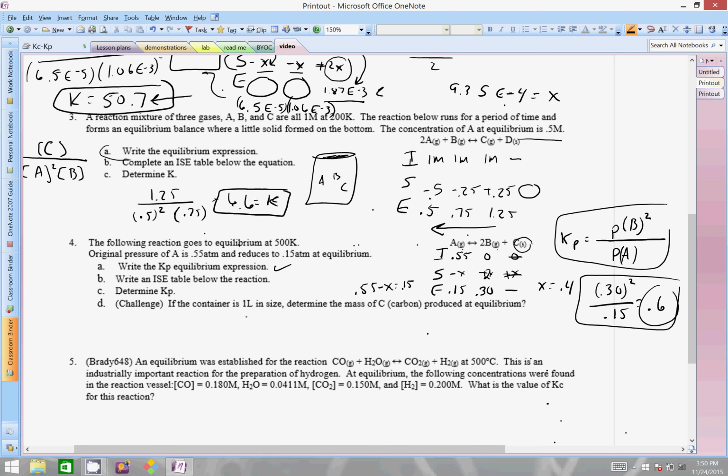Challenge: if the container is 1 liter in size, determine the mass of carbon. Okay, well, it's not much of a challenge. I think we can do this. I'm going to produce X of this thing. X is equal to 0.15 moles per liter. And since I only have 1 liter, I will get 0.15 moles. And then 1 mole of carbon weighs 12 grams. So 12 times 0.15 is 1.8 grams.